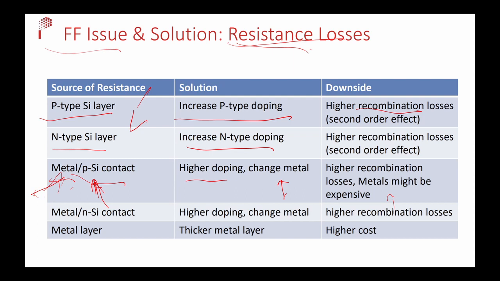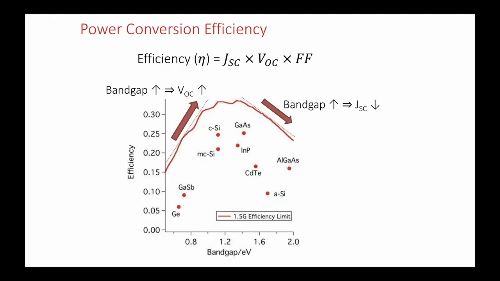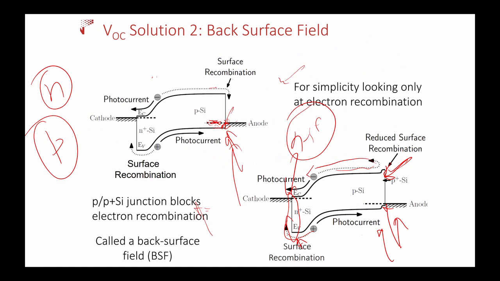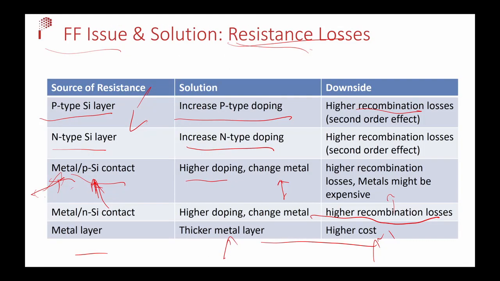If we go for other higher quality metals, the cost of the solar cell will be higher. Again the same thing with the metal layer: a thicker metal layer means higher cost. If we increase the thickness, one more thing: why thickness? In a solar cell, I'll tell you why thickness.